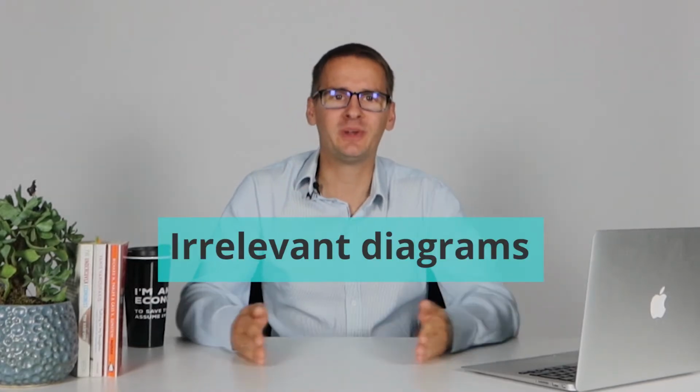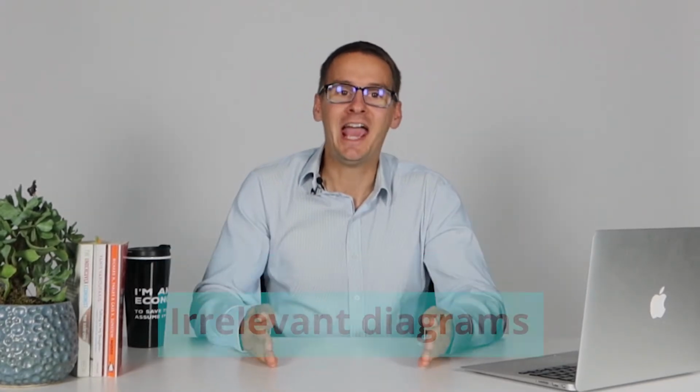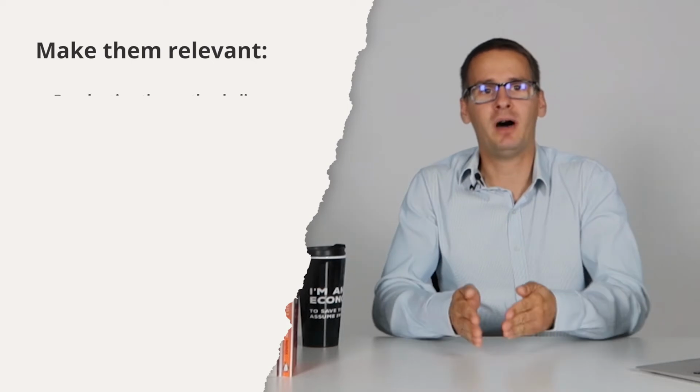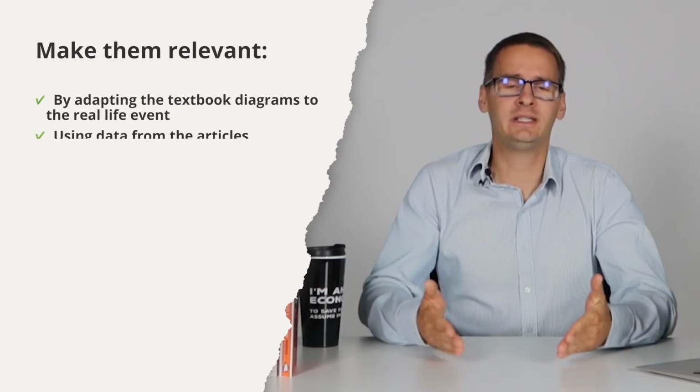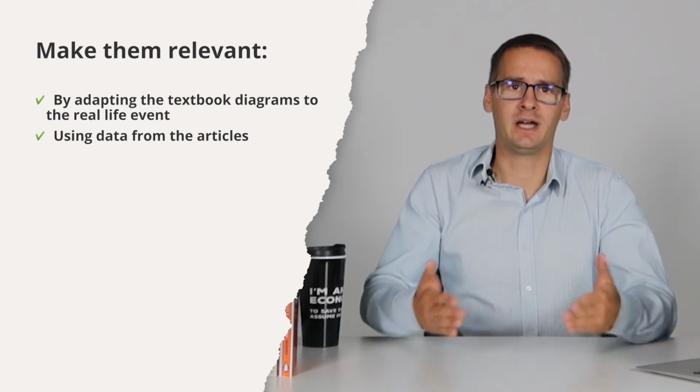Irrelevant diagrams include when speaking about an increase in demand and showing an increase in supply, true story, or analyzing the effect of an expansionary monetary policy and making the aggregate supply curve shift. Always make sure that economic theory can be effectively applied to the current event you're writing about. Then, carefully choose the diagrams you'll use and make them relevant by adapting the textbook diagrams to the real-life event using data from the article in your diagrams.